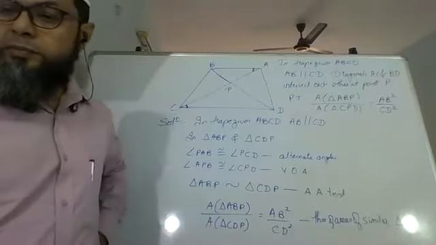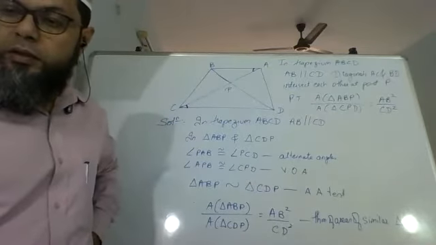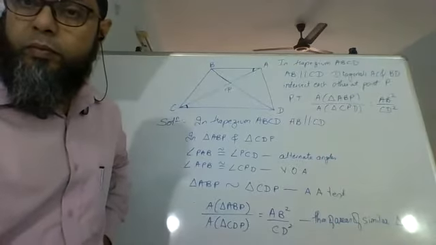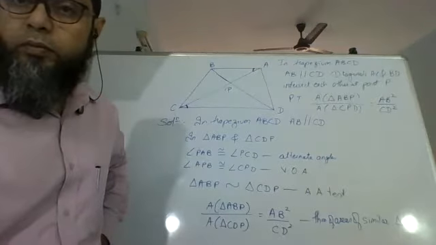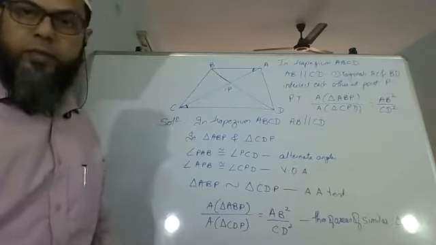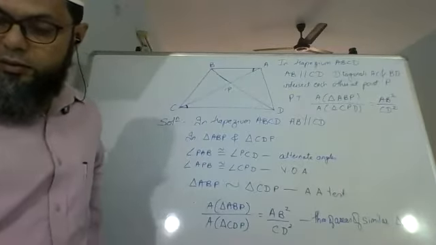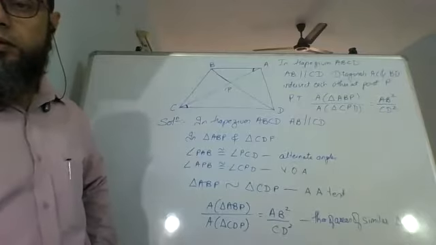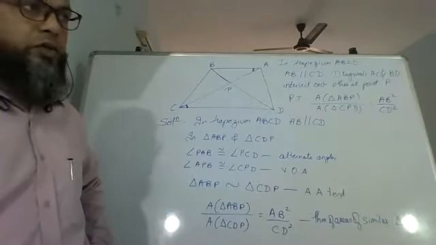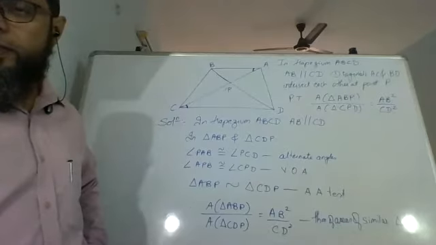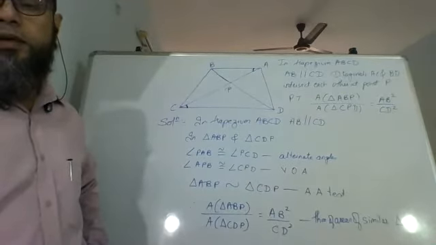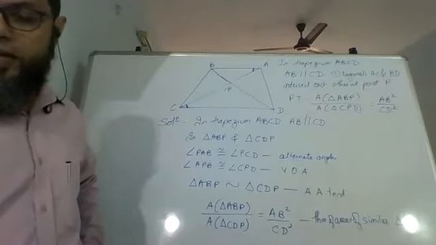What is Pythagoras theorem? I'm sure all of you know it. What does it say? The hypotenuse square is equal to side 1 square plus side 2 square. Yes, the square of the hypotenuse is equal to the sum of the squares of the other two sides.